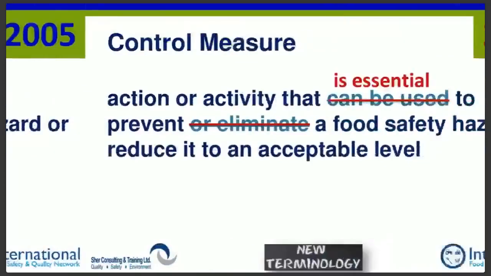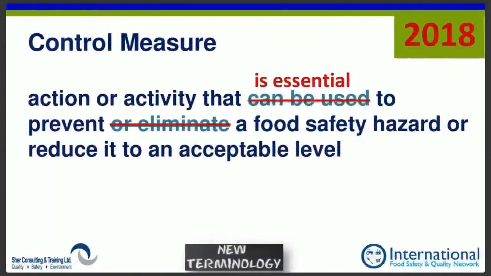So the new control measure is different. It's an action or activity that is essential, not can be used, to prevent, not eliminate, a food safety hazard or reduce it to an acceptable level. Now, I made a mistake here. I apologize. You have to put the word significant between the word a and food. So control measure 2018 is an action or activity that is used to prevent a significant food safety hazard.